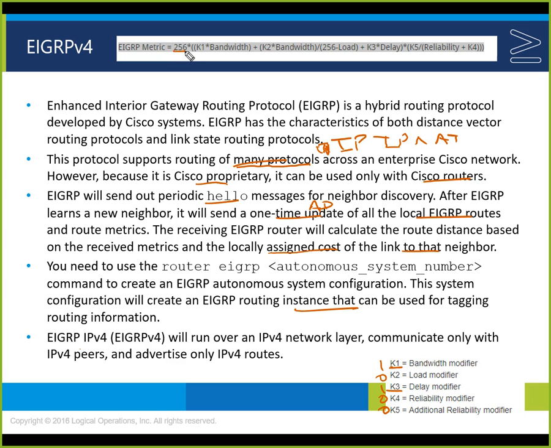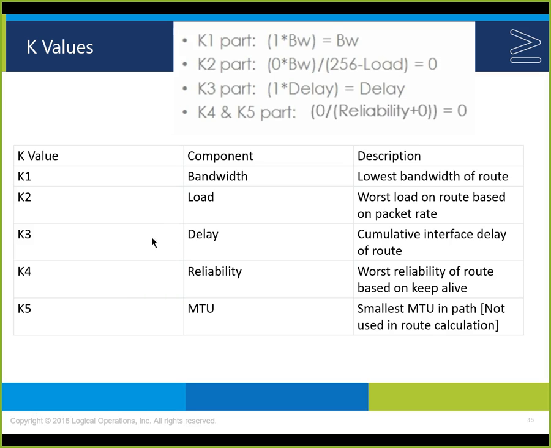In IGRP, this number wasn't there, it was just K1, so it's 256 times K1 times the bandwidth, plus K2 times the bandwidth over 256 minus the load, plus K3 times delay, times K5 over the reliability plus K4. Again, relatively complex. We don't need to know how to do it. Just wanted you to see that. Yeah, there's a lot that goes on in calculating this one.